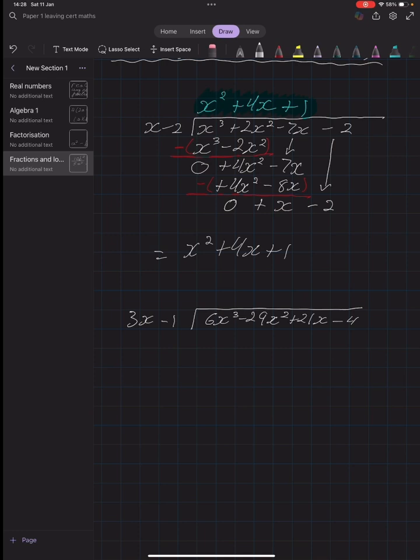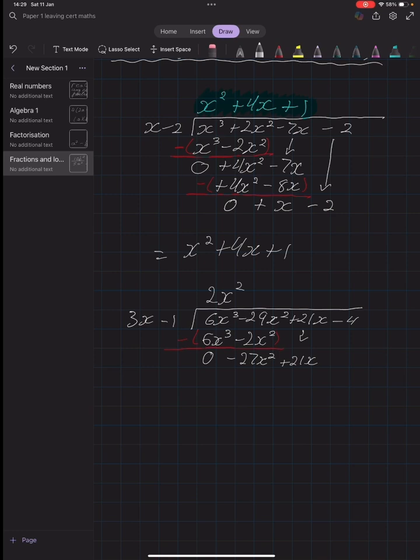So this now, what I'm getting is, for the first one, you do your 6x cubed divided by 3x is 2x squared. 2x squared multiplied by the thing on the left is 6x cubed minus 2x squared. Okay? Now I'm going to minus these off each other. I get 0. Minus 29 minus 2 is plus 2, so it's minus 29 plus 2, so minus 27. Bring this down.